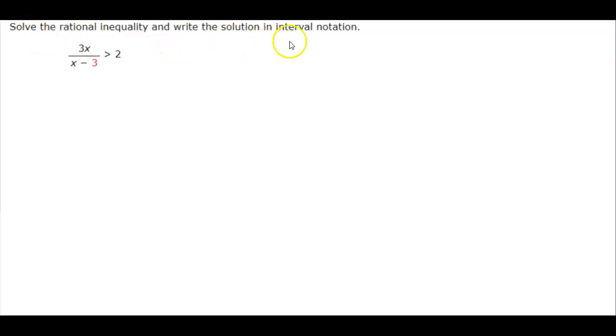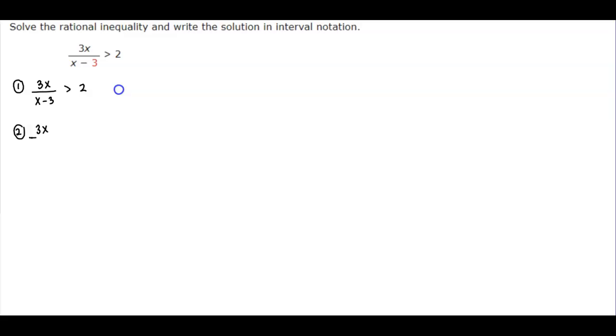Solve the inequality and write the solution in interval notation. We have 3x over x minus 3, and it's greater than 2. So when we write out our inequality, the first thing we need to ask ourselves is, do we have 0 on the right-hand side? Well, we don't. So we're going to have to make sure that we have 0 on the right-hand side. So we need to subtract 2 from both sides.